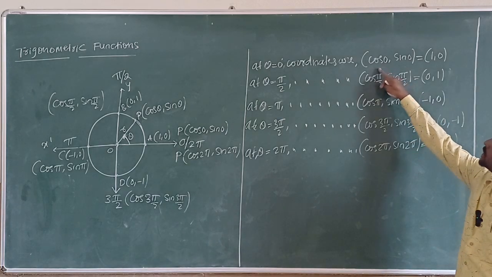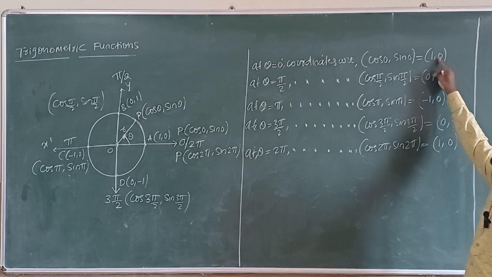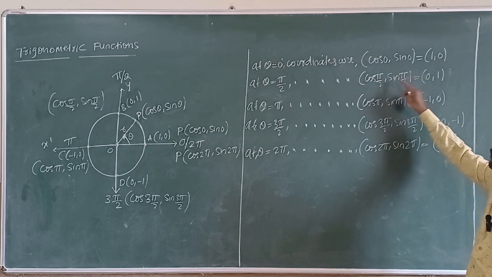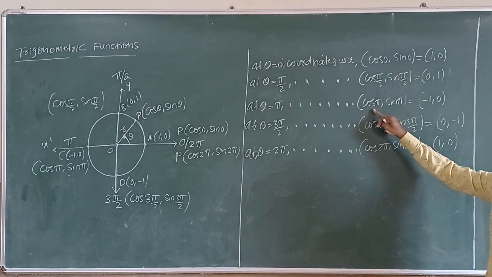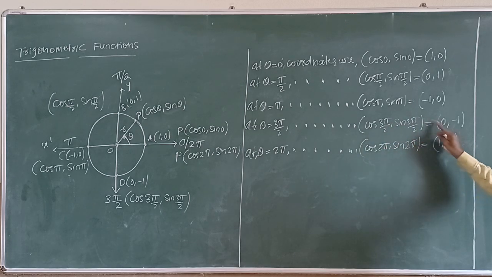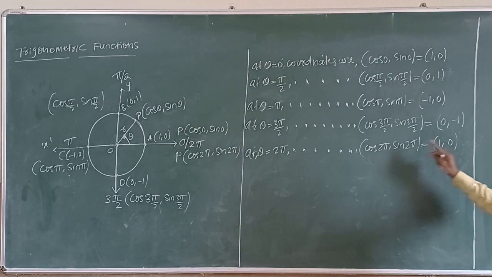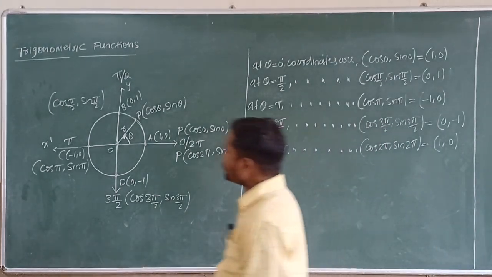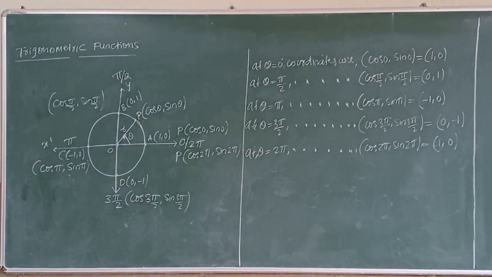See here, cos 0 value 1, sin 0 value 0, cos 90 is 0, sin 90 is 1, cos 180 degrees is minus 1, sin 180 is 0, cos 270 is 0, sin 270 is minus 1, cos 360 is 1, sin 360 is 0. This one is what here? Angles now. Right? The next point, what did it say? The trigonometric functions are said to be what here? That is circular functions now.